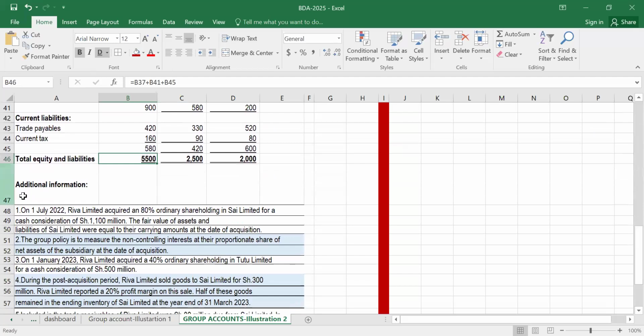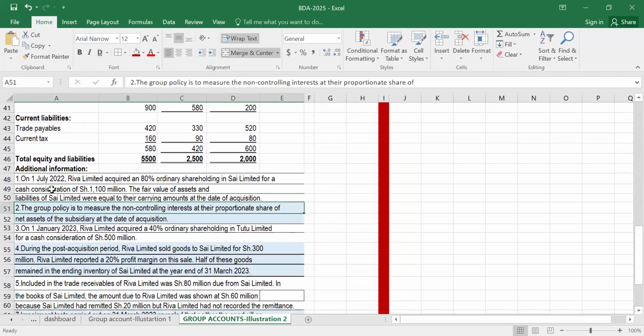So then from there, we have some additional information here. Number one, we are told that on 1st July 2022, Zi Limited acquired 80% ordinary shareholding in Zi for a cash consideration of 1,100 million. The fair value of the net assets, the assets and liabilities, of Zi Limited were equal to their carrying amount at the date of acquisition. Number two, the group policy is to measure non-controlling interest at their proportionate share of the net assets of the subsidiary at the date of acquisition.